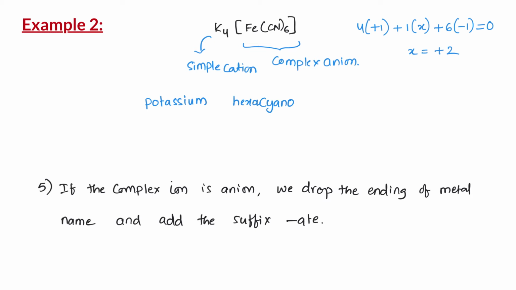When we have iron, we use its Latin name, which is ferrum. And since the complex ion is an anion, we drop the ending of the metal and add the suffix -ate. That is, ferrum becomes ferrate. Next, we use Roman numerals to indicate the oxidation number of iron, which is +2. So the complete name of the compound is potassium hexacyanoferrate(II).